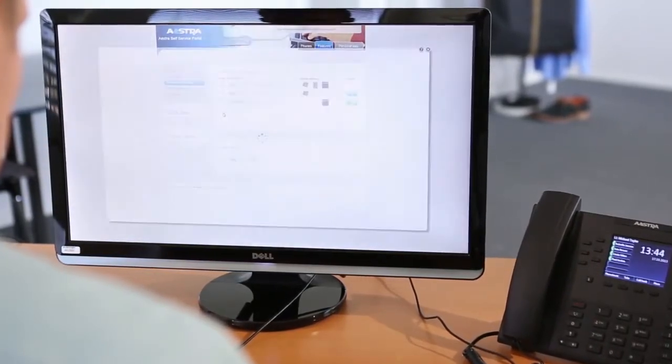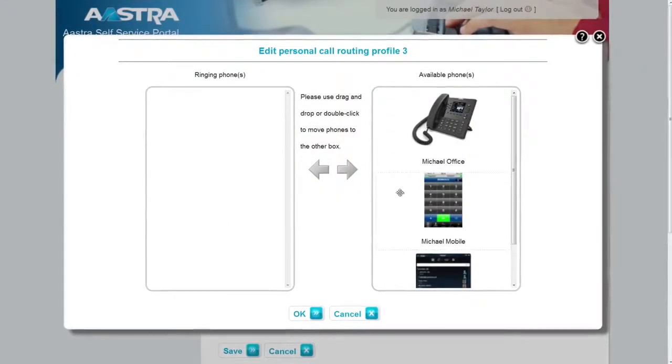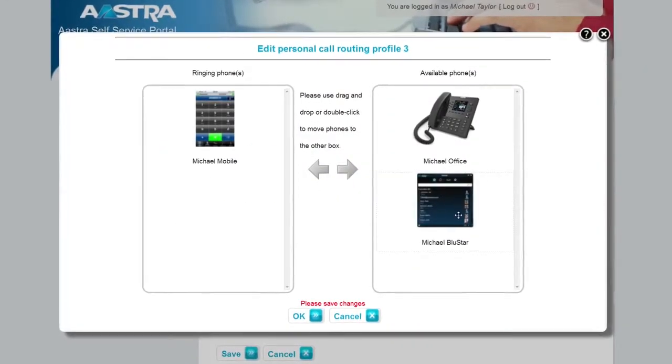Michael Taylor is regularly out of office to meet up with colleagues or partners. To ensure that his office desk phone is not unanswered when he's on the go, he creates a new personal call routing profile.